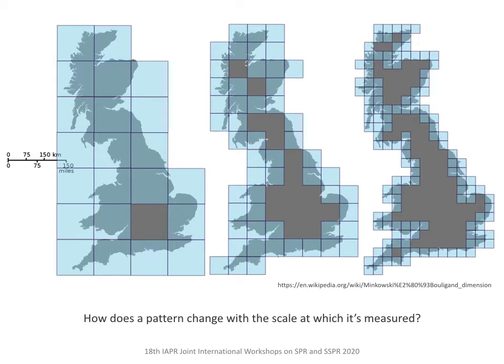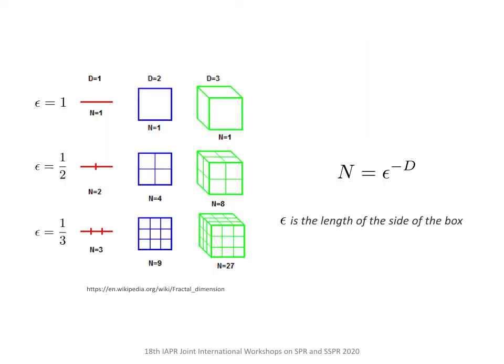As we see in the next slide, the fractal dimension of a pattern is related to the way the pattern changes as we look at it under increasingly smaller lenses. Now let epsilon be the side of a box. So in 1 dimension a line, in 2 dimensions the side of a square, and in 3 dimensions the side of a cube.